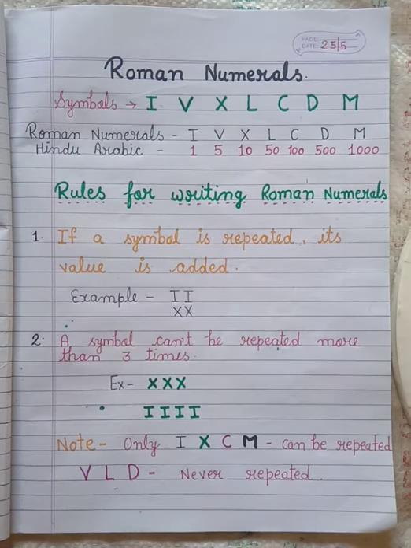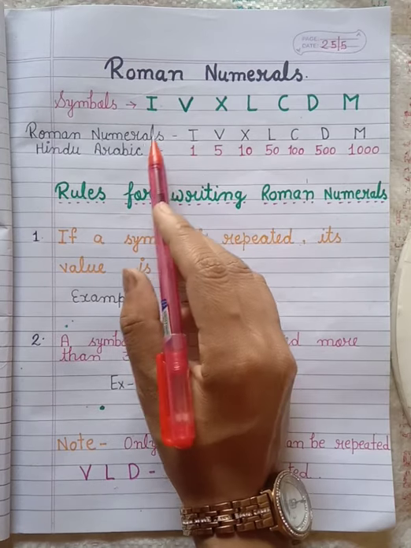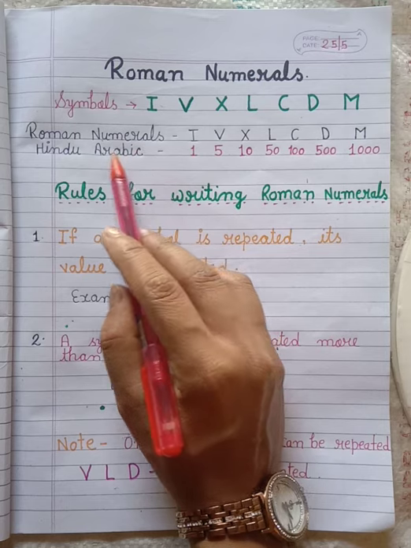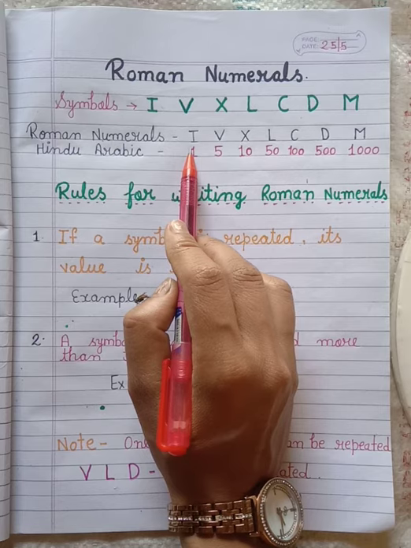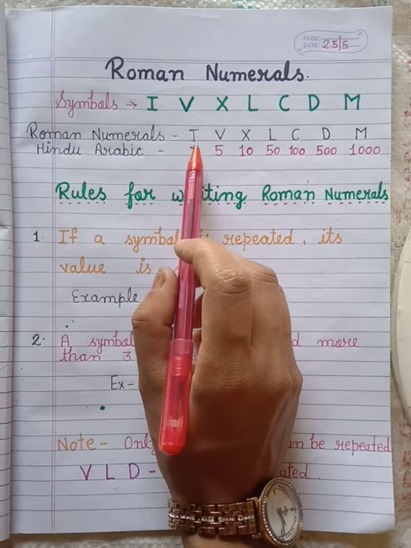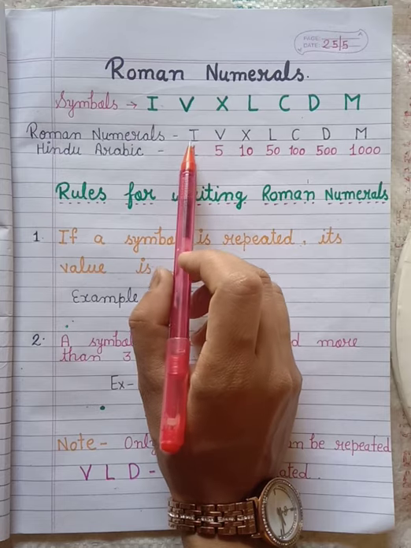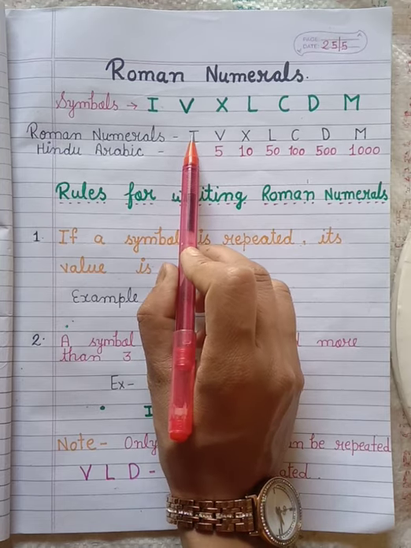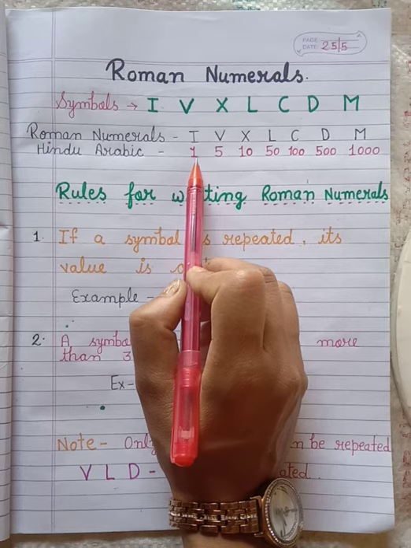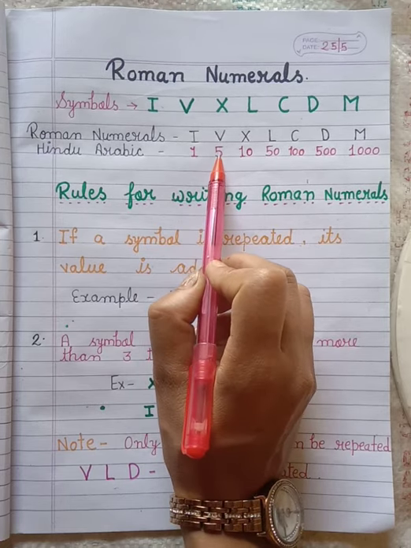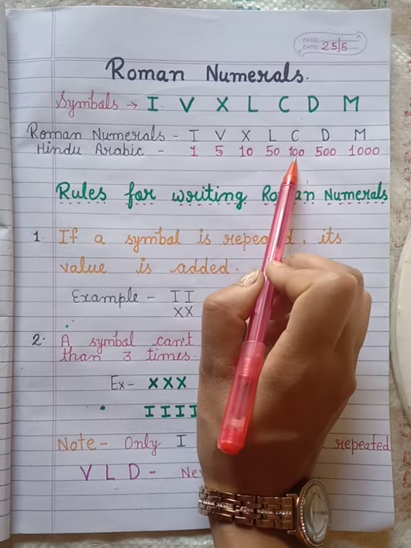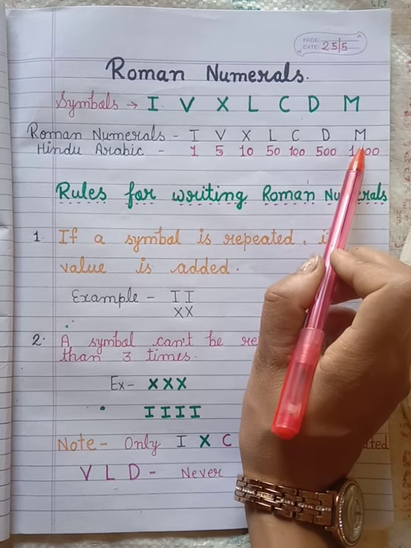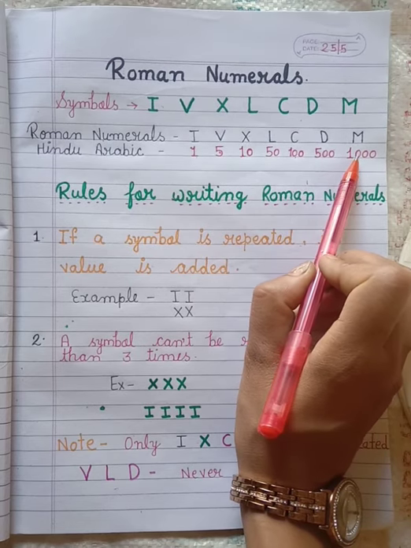Now let's see the corresponding Hindu-Arabic values for the Roman numerals. Here you can see I have already written the Hindu-Arabic and Roman numerals. The value of I is 1. I is a Roman numeral and 1 is a Hindu-Arabic numeral, V means 5, the value of X is 10, L means 50, C means 100, D means 500 and M means 1000.